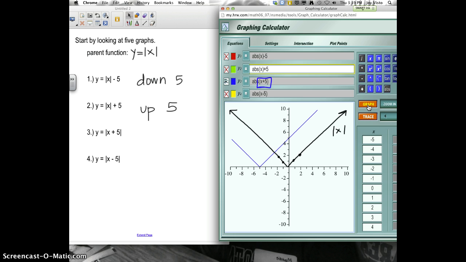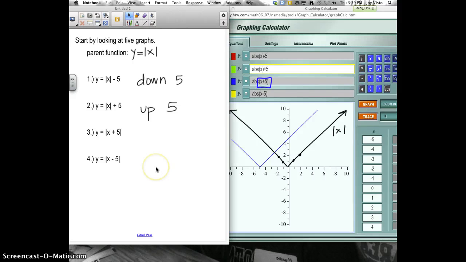Ooh, x plus 5 moved us left. It moved us to negative 5. So the x plus 5 here, this moved us left 5. Which is interesting because we have to almost think of it as x minus negative 5 to get that plus. If we want to talk about that negative 5.